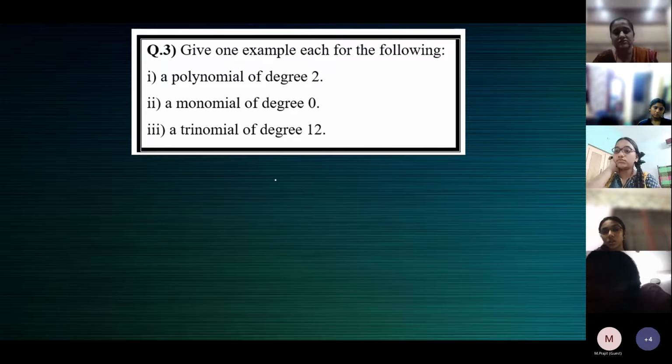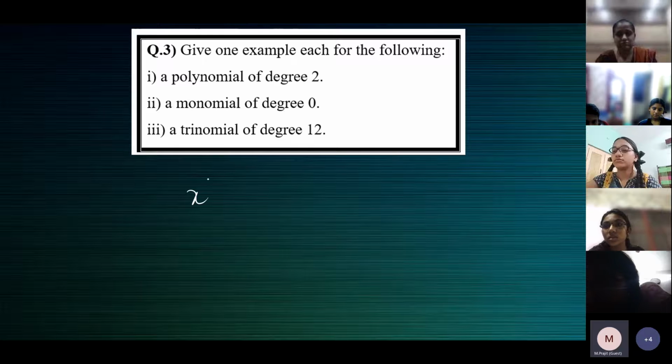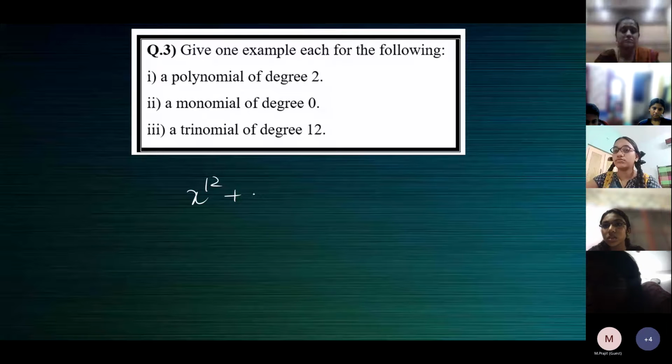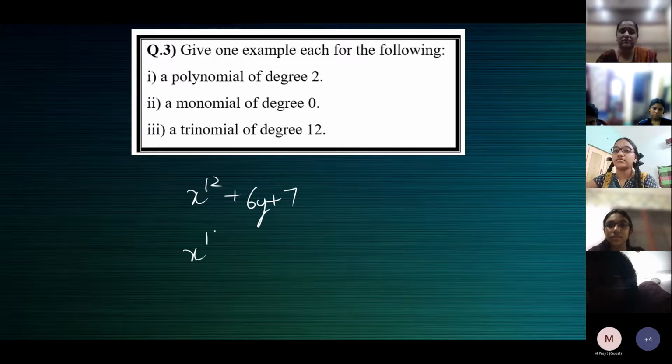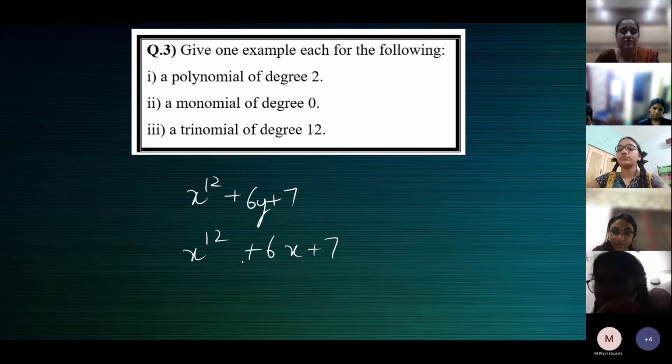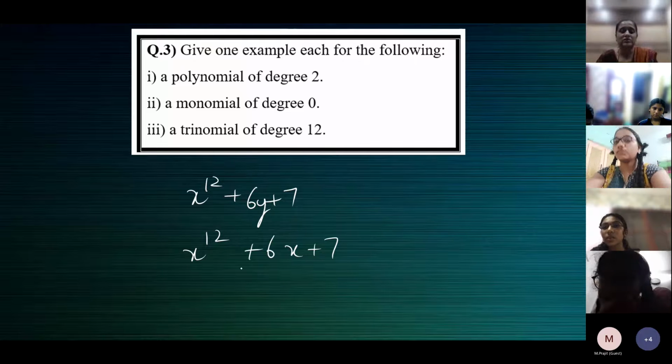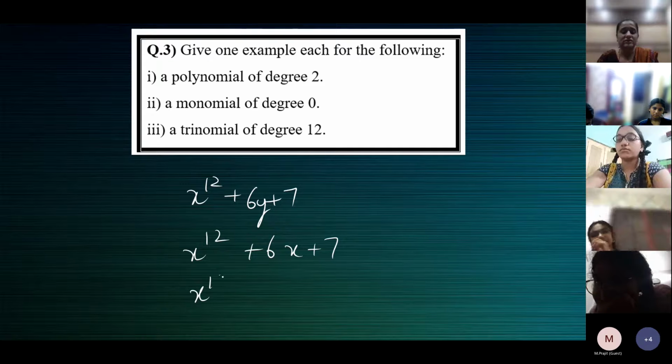Any constant other than 0. Okay. A trinomial of degree 12. Give an example of a trinomial of degree 12. x to the power 12 plus 6x plus 7. Or maybe 6y plus 7. Very good. x to the power 12 plus 6x plus 7 is a trinomial of degree 12. Is this a trinomial of degree 12?